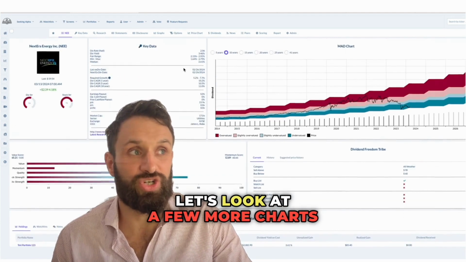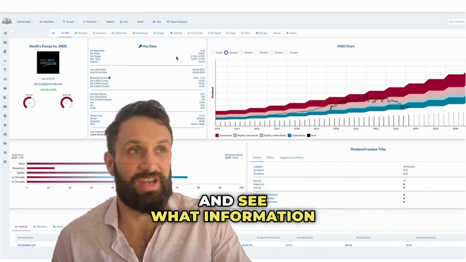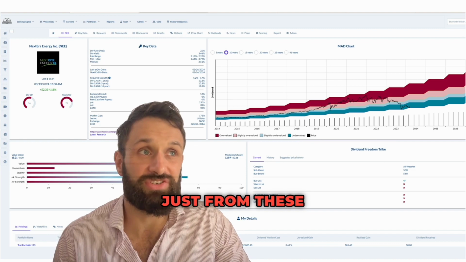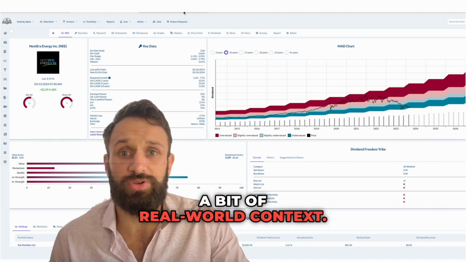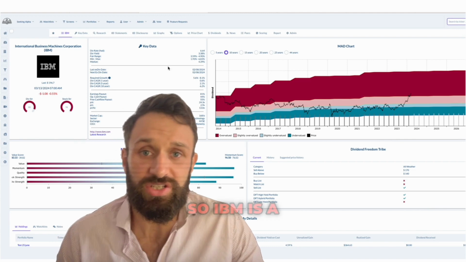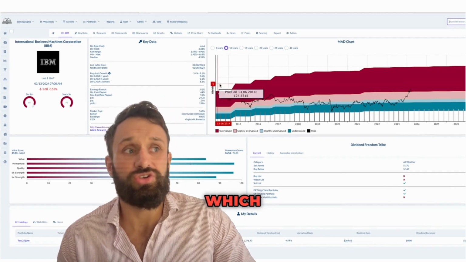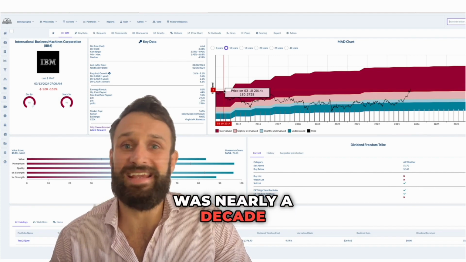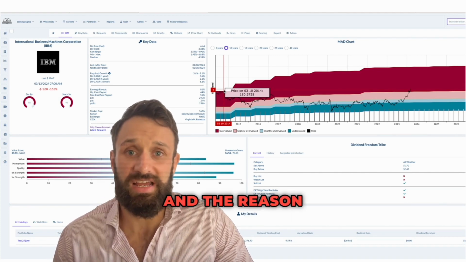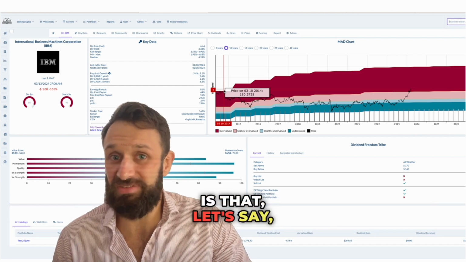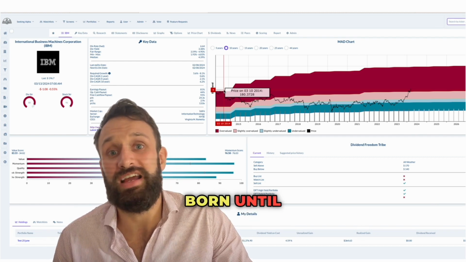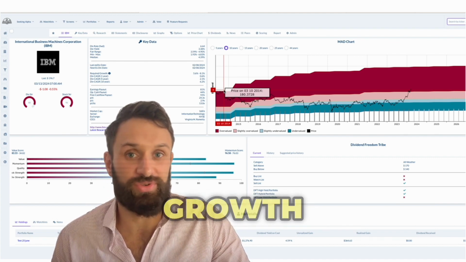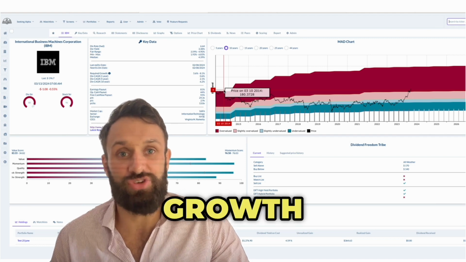Let's look at a few more charts and see how we can really derive value and understanding just from these charts with a bit of real-world context. Let's take IBM here. IBM is a stock which topped out in 2014 before entering what was nearly a decade of lower stock prices. And the reason behind this is that, from before I was born until halfway through the past decade, IBM was viewed as a growth stock. And all of a sudden, this growth came to a halt.